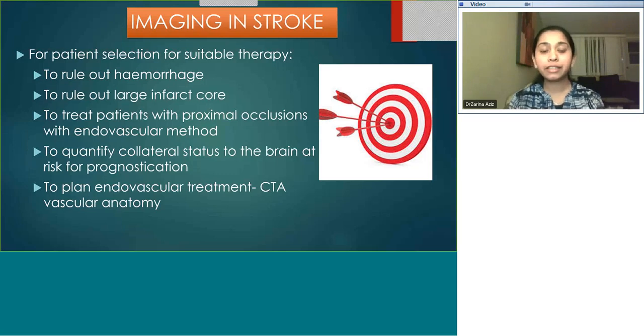Then to quantify the collaterals: as I said, collaterals are very important in prognosticating the progress of ischemic stroke. Imaging plays an important role in quantifying the collateral status, and CT angiogram also gives us a very good idea about the vascular anatomy, so the endovascular treatment can be planned based on the CT angiograms. These are the basic important roles of imaging in stroke.